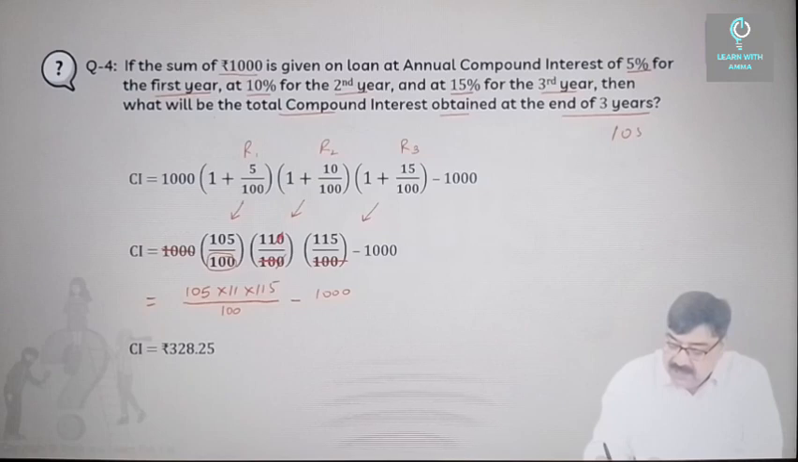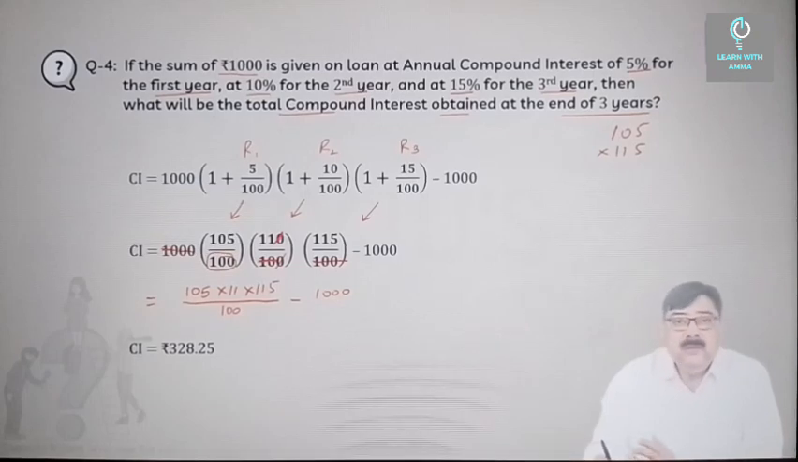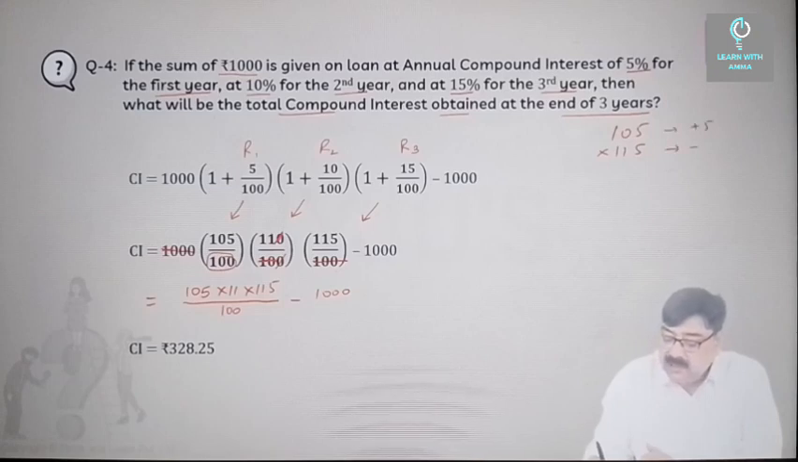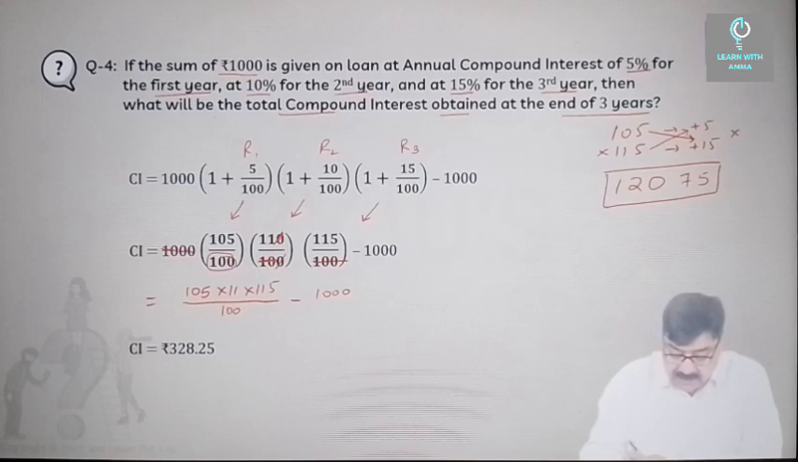You have 105 into 115. Both these numbers you can multiply using the age-old method, but both these numbers are more than 100. This is more than 100 by plus 5. This is more than 100 by plus 15. So either you add 105 with 15 or 115 with 5 to get the first 3 digits, that is 120, and multiply these two, 5 and 15, which is 75. So what you get here is 12075.